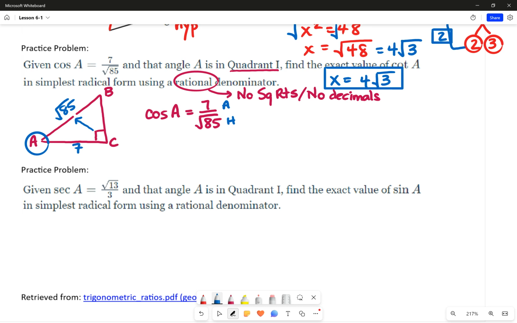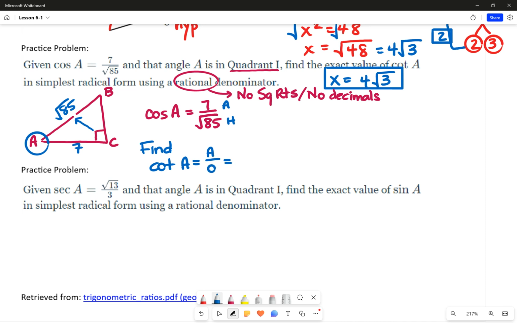So I want to find cotangent A. So they want us to find the cotangent of angle A. Cotangent, if you look at your formulas, is the reciprocal of tangent. So instead of O over A, it's A over O.